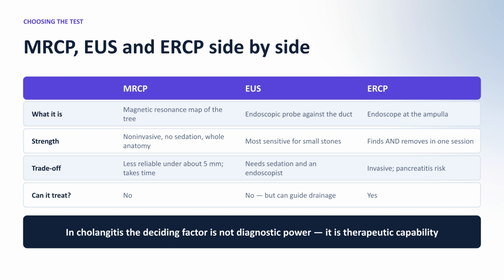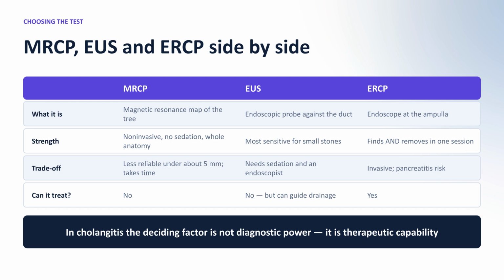Three tests get discussed at this point, and they are not interchangeable. Magnetic resonance cholangiopancreatography. MRCP is non-invasive, needs no sedation, and maps the whole tree beautifully, but it is less reliable for very small stones, and it takes time to arrange. Endoscopic ultrasound is the most sensitive test for small stones, but it needs sedation and an endoscopist. Endoscopic retrograde cholangiopancreatography, ERCP, is the only one of the three that can treat.